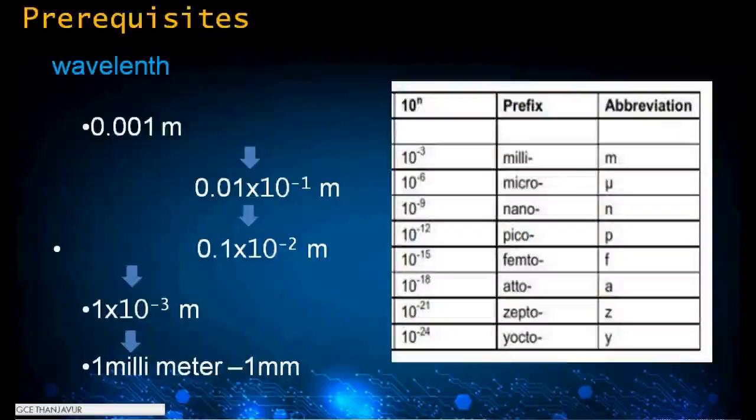Then how to convert any wavelength value into a standard form? For example, I am taking 0.001 meter. We can write it like this: 0.01 into 10 power minus 1 meter, 0.1 into 10 power minus 2 meter, or 1 into 10 power minus 3 meter. If 10 power minus 3, we can write milli, minus 6 micro, minus 9 nano, minus 12 pico, minus 15 femto, minus 18 atto, minus 21 zepto, minus 24 yocto.